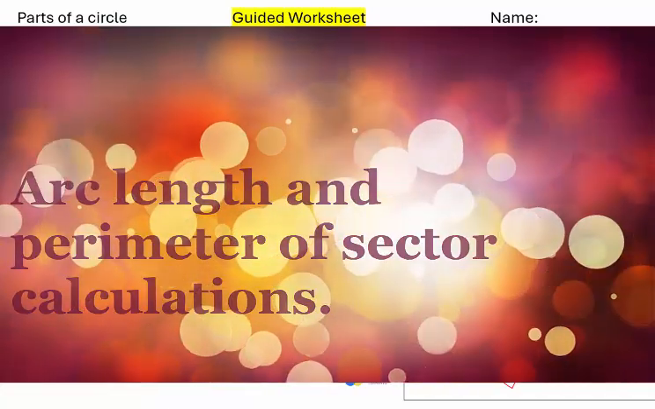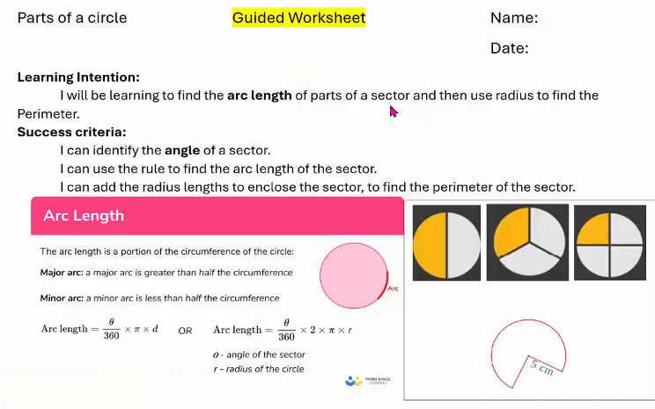Hello my fellow mathematicians. Today we are going to be learning how to calculate the arc length of different parts of the circle, so of each sector, according to the fraction of a circle that it makes up. By the fraction, hopefully you know one revolution in a circle is 360 degrees. If I'm going to find the arc length of a sector, I need to know either how many degrees or what fraction of a circle it is.